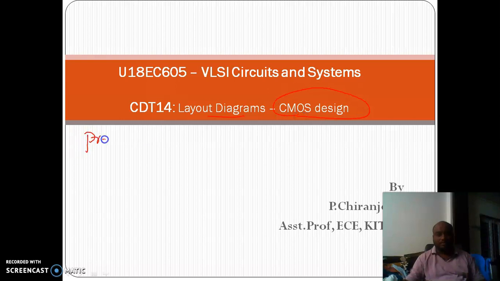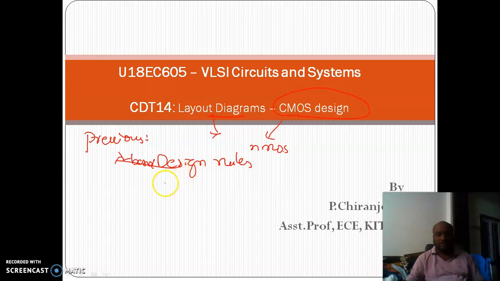In our previous topic, we have completed the layout diagrams using the NMOS design style, where we have taken the lambda based design rules, which will be helpful in drawing the layout diagrams, and then we have extended our discussion to few of the examples. Presently, we will look into the layout diagrams based on CMOS design.